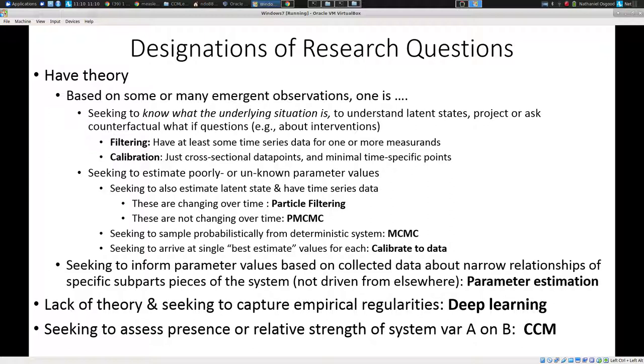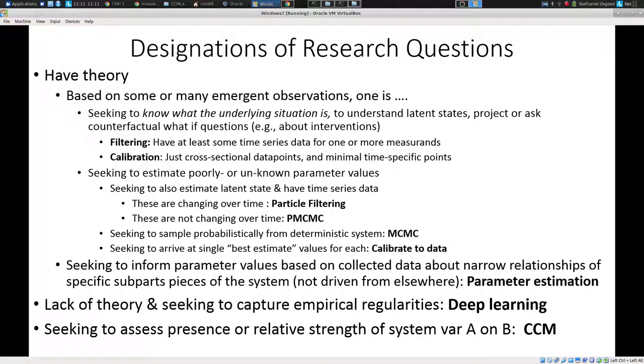To understand the underlying latent state, the state of the system, generally, filtering methods, which include particle filtering and particle MCMC, Kalman filter, are going to give you that picture of what's going on at a given time and even trajectories. Calibration gives you, over time, the best matched parameter values to the external data, some of what you might expect over time, but it's not going to correct that based on incoming observations. So filtering methods are our tool of choice to know what the underlying situation is.